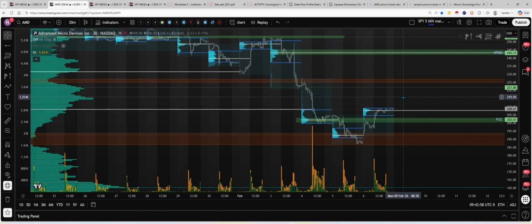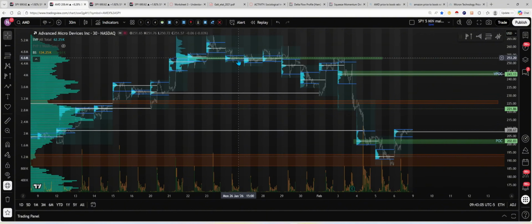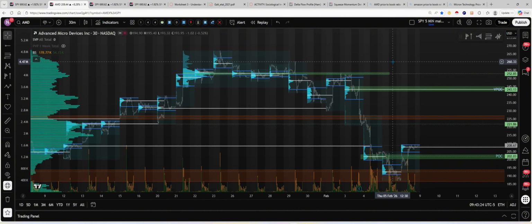If you have session volume profiles that haven't been tested yet, those can be good targets. Let's say for this consolidation, if it does break through, retest it, and you start to see some sellers, that is a good opportunity to get in short off of these. And if they haven't yet been broken through, you can leave those up on your chart to see what happens if price comes back to them. So that's what I wanted to talk about.